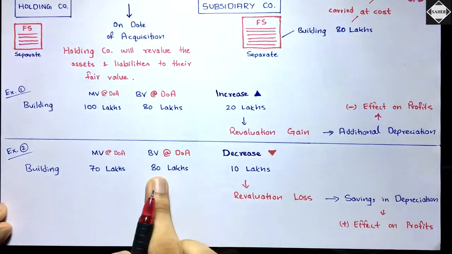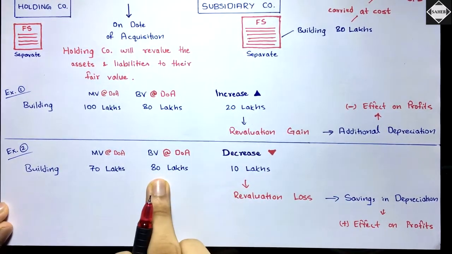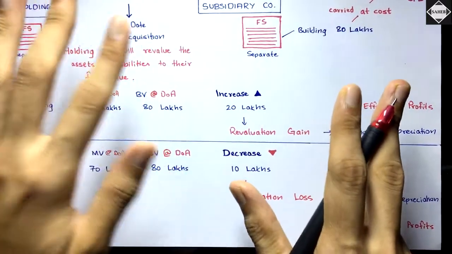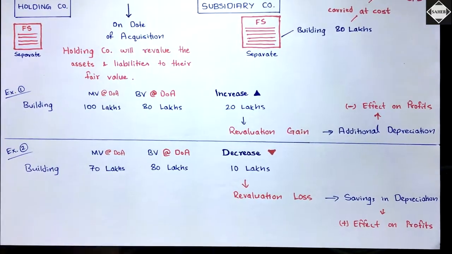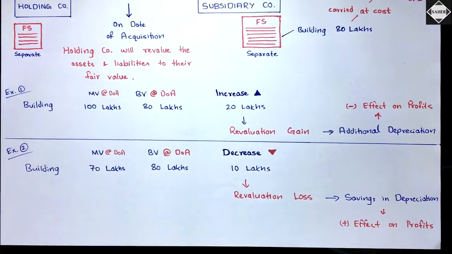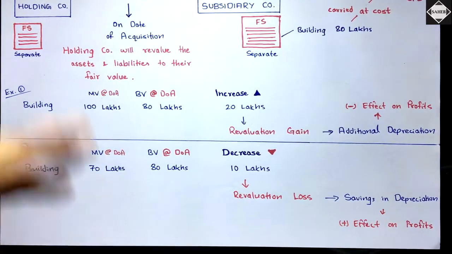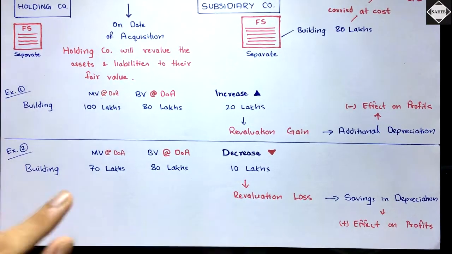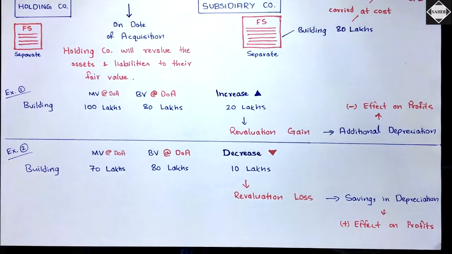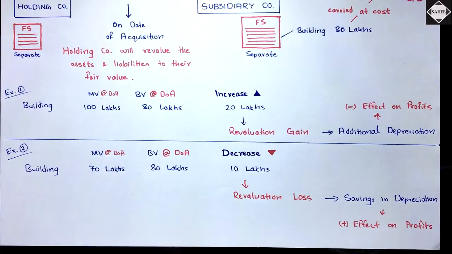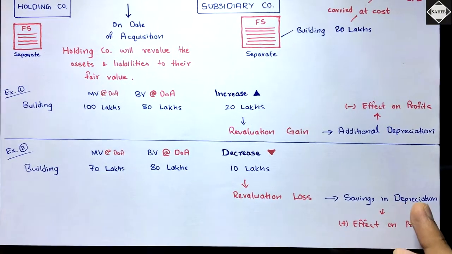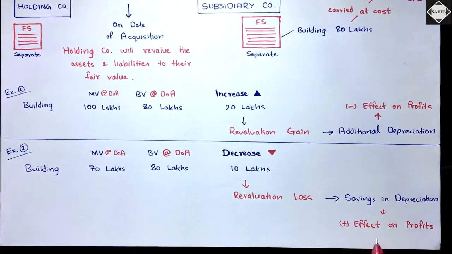Previously, the subsidiary company used to charge how much in their financial statement? They used to charge 8 lakh, but now the value has gone downwards, to 70 lakhs. So in the consolidated financial statement, how much depreciation needs to be charged? Depreciation should be only 7 lakhs. We are talking about 10% depreciation, right? So 7 lakhs. So 1 lakh saving in depreciation is there, isn't it? 8 minus 7, right? 10%, 10%, right? So the saving in depreciation is 1 lakh. So this will have a positive effect on profits, isn't it?